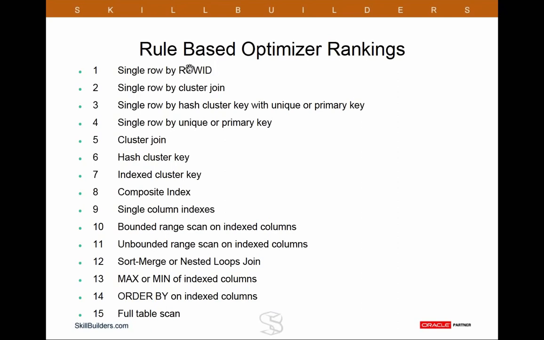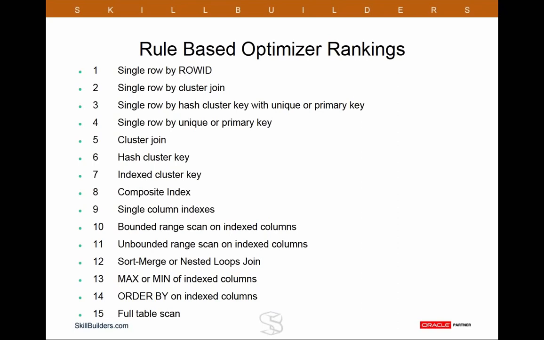The fastest access path is to go and get a row by a row ID. A row ID is a pointer to a specific row in a specific table. That's the fastest way to go get a row. But who has a row ID? If you go to an index, you can get the row IDs. That's actually what a B-tree index stores: row IDs.